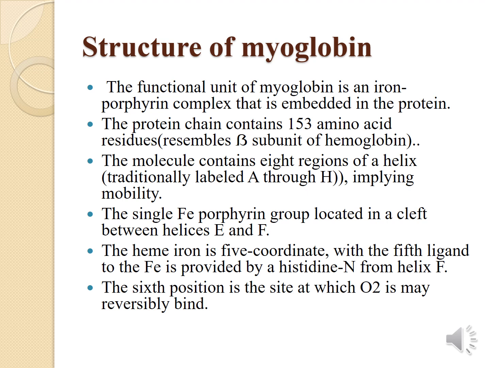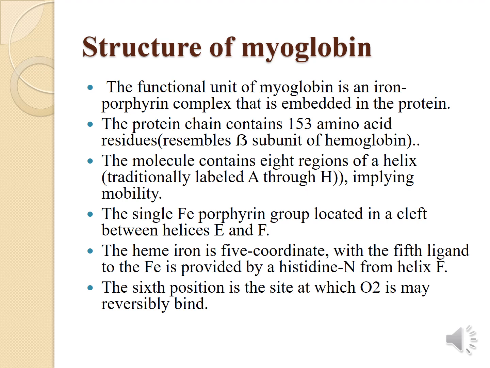This slide shows the structure of myoglobin. Globin means protein and myo is muscle. The protein which is present in the muscle is said to be myoglobin. The functional unit of myoglobin is an iron porphyrin complex that is embedded in the protein, which contains 153 amino acid residues and resembles the beta subunits of hemoglobin.